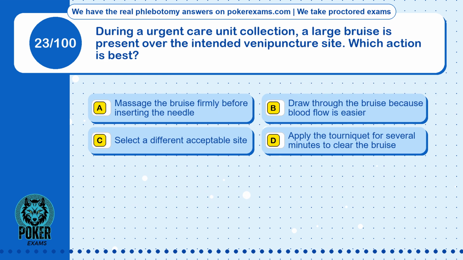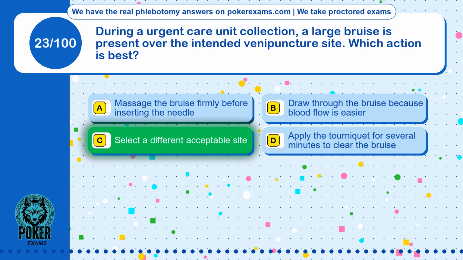Question 23. During an urgent care unit collection, a large bruise is present over the intended venipuncture site. Which action is best? Option A, massage the bruise firmly before inserting the needle. Option B, draw through the bruise because blood flow is easier. Option C, select a different acceptable site. Option D, apply the tourniquet for several minutes to clear the bruise.